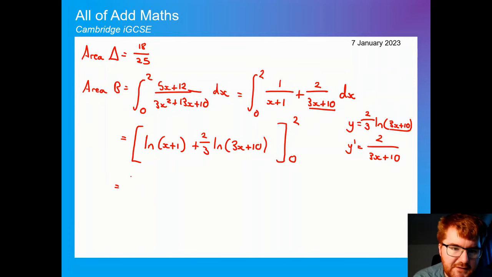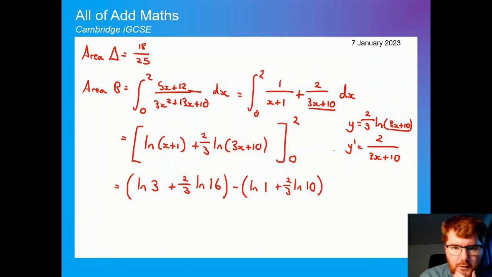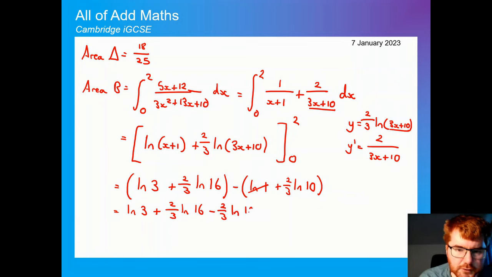So let's pop in 2 first of all. That's going to give us the natural log of 3 plus 2/3 natural log, 3 times 2 is 6, plus 10 is 16. And then we're going to minus when we put in 0. Well, the natural log of 1, I'll write it in anyway, that's going to be equal to 0, so that will disappear. And then we've got a plus 2/3 natural log of 10. Okay, so we've got that in so far. Notice this is just 0, so that disappears. So then we get natural log of 3 plus 2/3 natural log of 16 minus 2/3 natural log of 10.